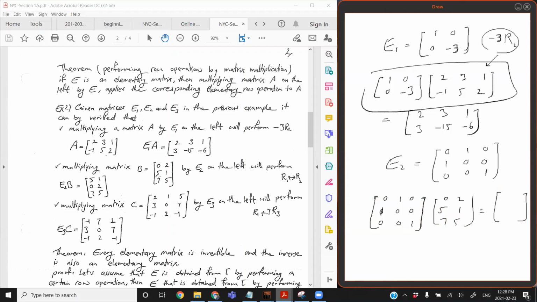Sir? Yes? Can we multiply on the right? No, no. It has to be on the left. Okay, so that's why they're specifying on the left. Exactly. It says if E is an elementary matrix, then multiplying matrix A on the left by E applies the corresponding elementary row operation on A. Since this one corresponds to this row operation, by multiplying matrix B by E2 on the left, you are performing this row operation on B. So what I expect is this.